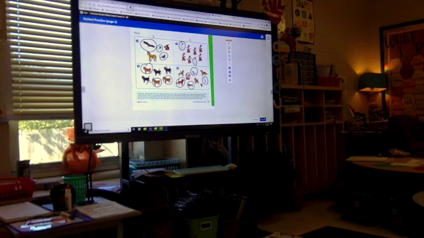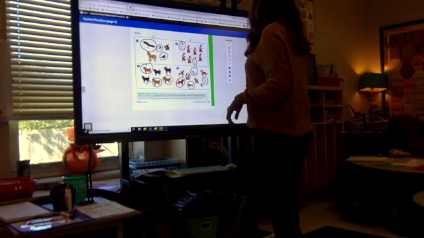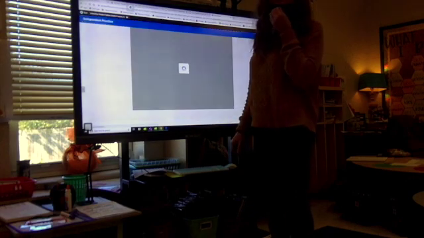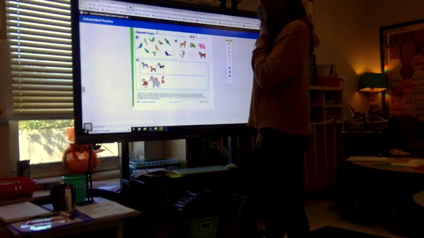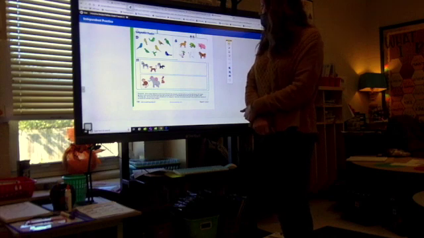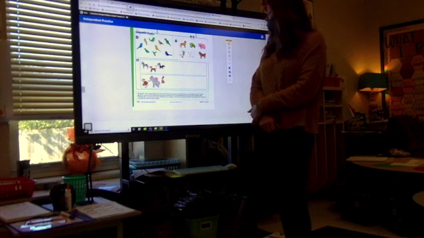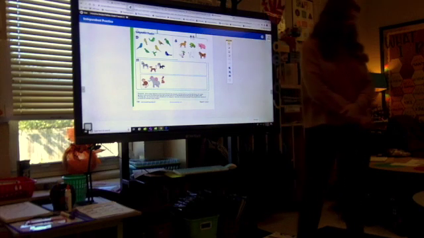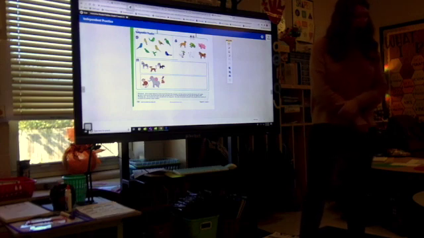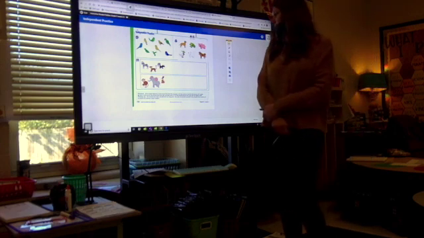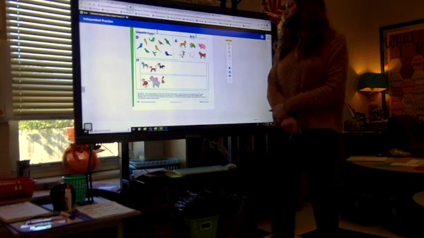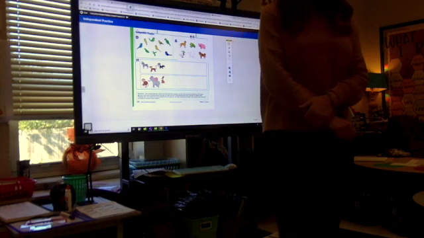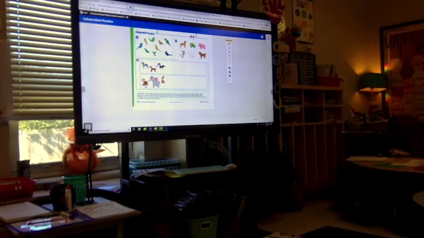Alright, let's turn that page over. Alright, we're going to sort our birds up top on number 6. It says circle the birds that are green and mark an X on the birds that are not green. So which ones are you circling? The green ones. What are you doing to the other ones? Put an X.